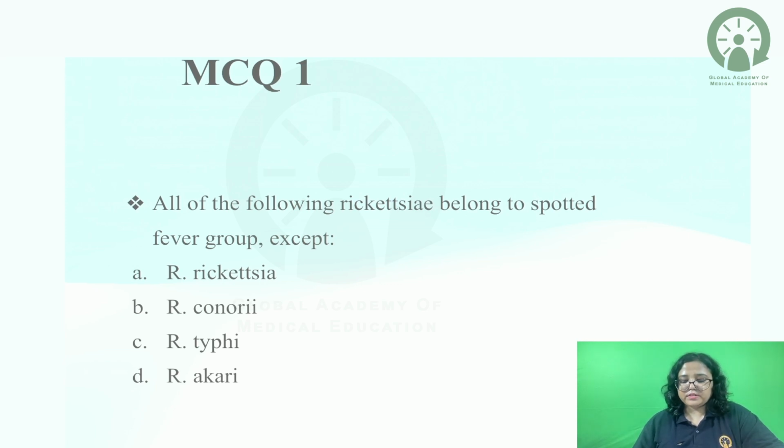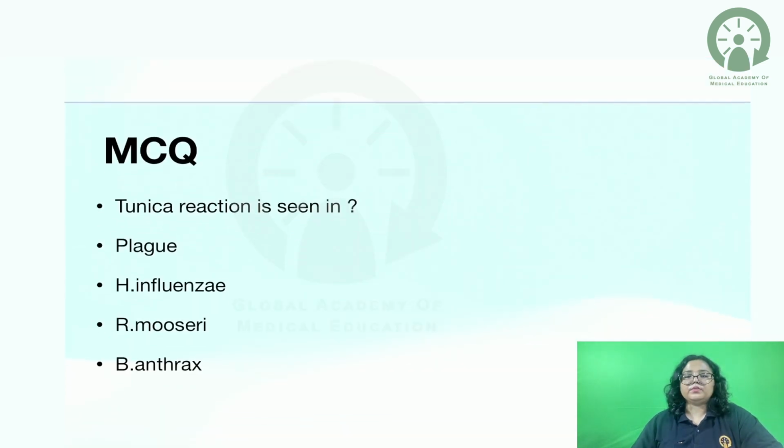So I told you, in the spotted fever group, we had Rocky Mountain spotted fever caused by Rickettsia rickettsii. We had Indian tick typhus, which was caused by Rickettsia conorii, and rickettsialpox caused by Rickettsia akari. So the answer here is Rickettsia typhi, because it causes endemic typhus. Remember the mnemonic ENT.